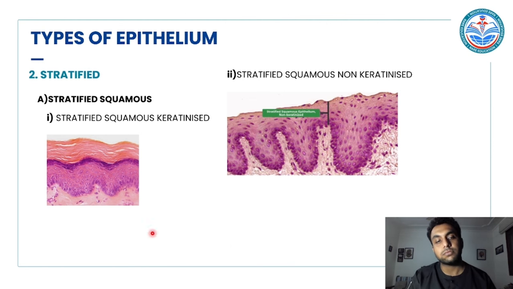So, look here. Can you see this pink color wavy thing on the top? This is the keratin layer. Can you see that here? The answer is no. There is no keratin here. There I can only see the topmost layer. That is stratum corneum. There is no more keratin layer above that. So it is stratified squamous non-keratinized, whereas this one is stratified squamous keratinized.